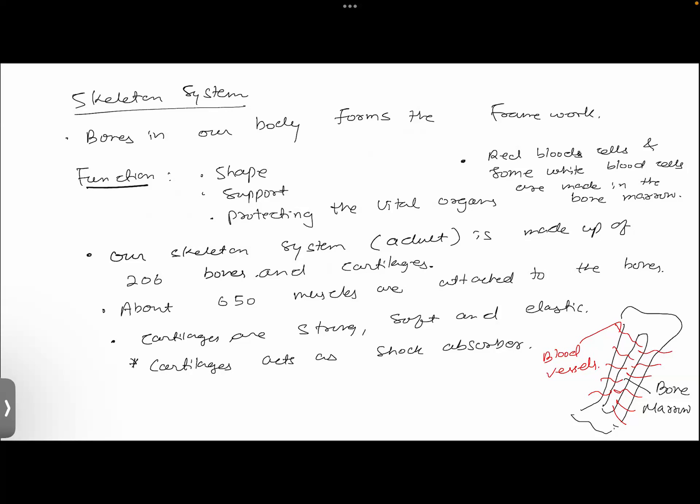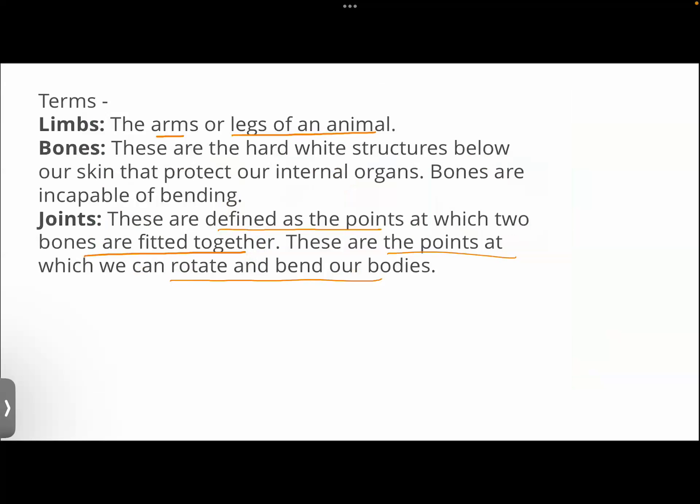Skeletal system right now. So what we learned about the skeletal system is that this is a system which is made up of about 206 bones and cartilages. There are so many muscles that are also attached to the system, and the function of this system is basically to support our body and form the framework of the body. It forms the framework of the body, meaning that it will be giving the shape to the body, and it protects the vital organs of our body, right?